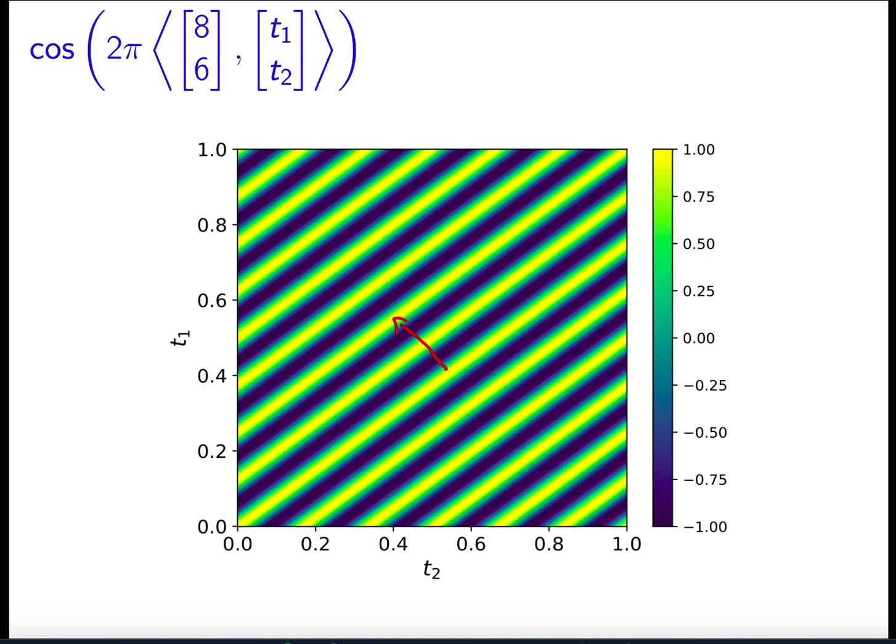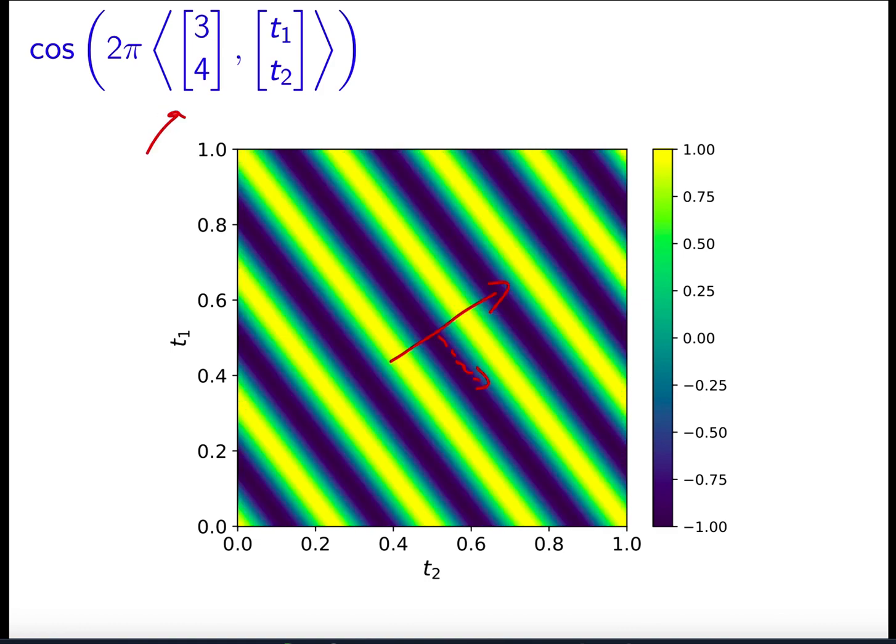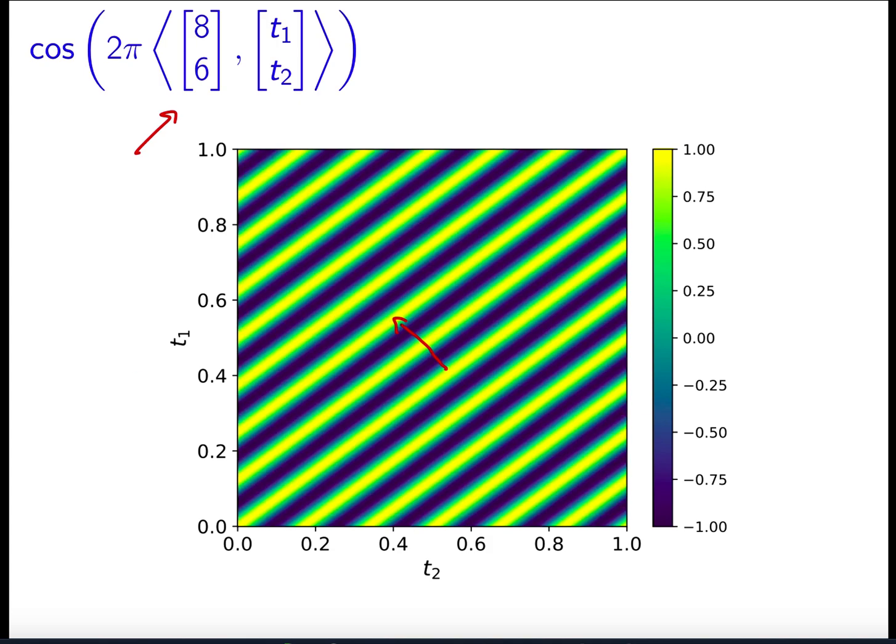And you can see that here the norm of this vector is larger than the norm of this vector. So as a result, here the period is larger than here. Here this is a higher frequency sinusoid.